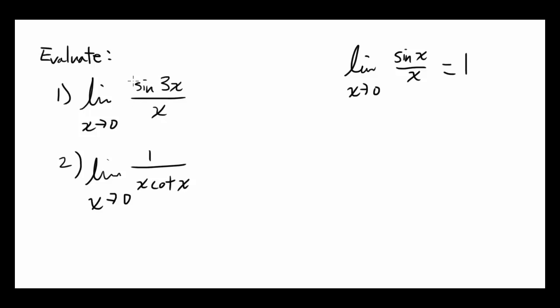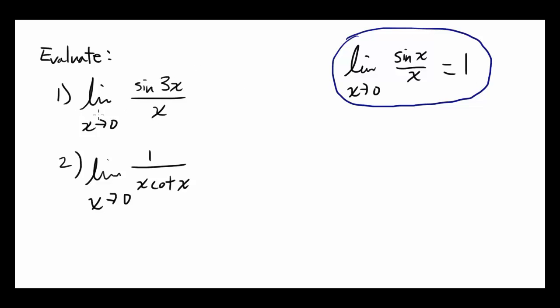In this video, we're going to attempt to evaluate two trigonometric limits, and both of these can be evaluated by knowing that the limit as x approaches 0 of sine of x over x is equal to 1. And let me show you how we can use this fact to evaluate this.